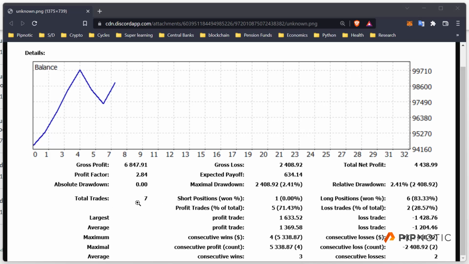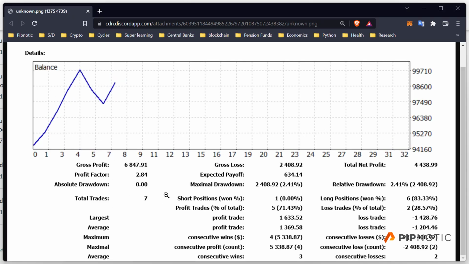Okay, so we had 7 trades. You can see here 7 trades. Short positions: we didn't have any short positions. We only had long positions, and we won 83% of those. Okay, so the largest profit trade was $1,600. The largest loss trade is $1,400. The average profit trade, this is most important, is $1,369. Average loss trade is $1,200. Okay, so average consecutive wins is 3, average consecutive losses is 2.